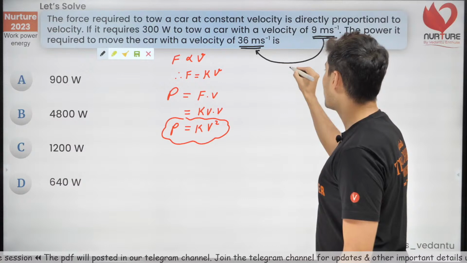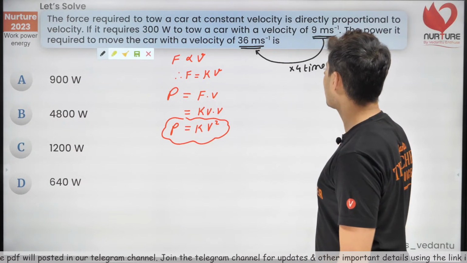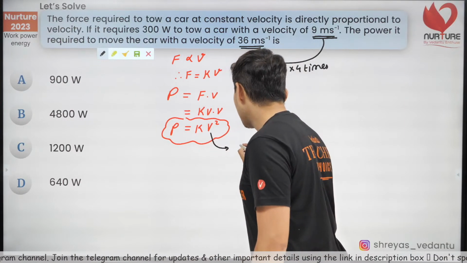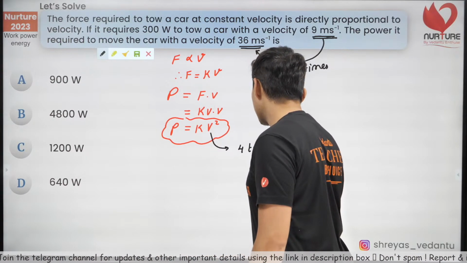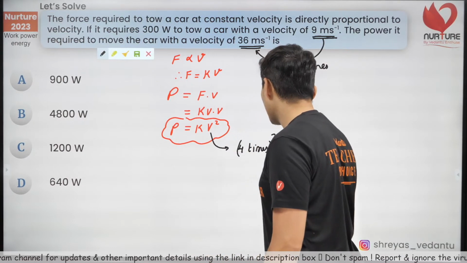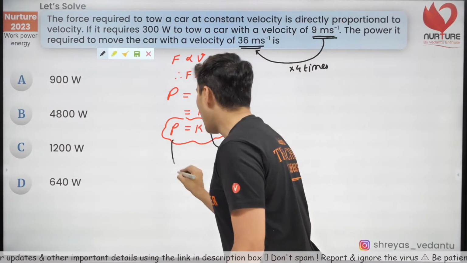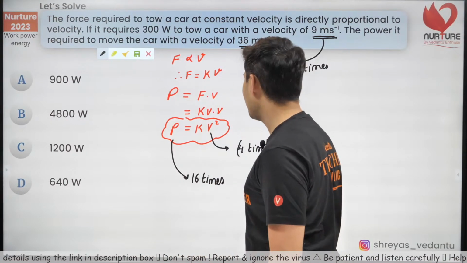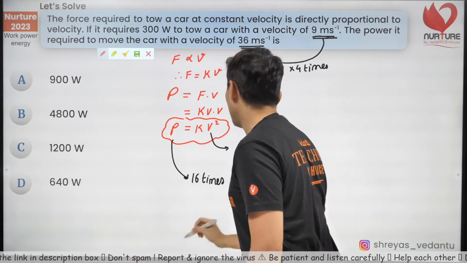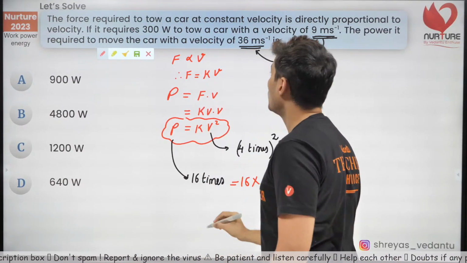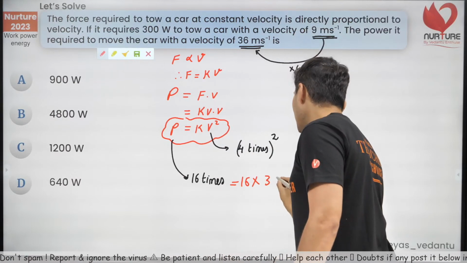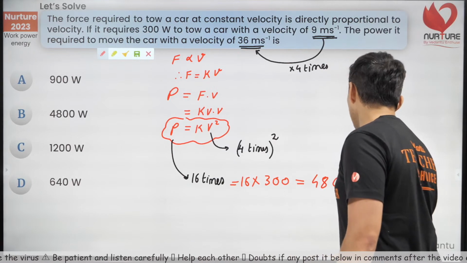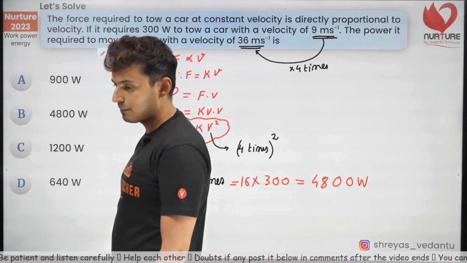How many times? It has become 4 times. Do you see that? 9 4s are 36. So that means this velocity became 4 times, but the velocity is squared, so it will become 4 square times. So the power will become 16 times. When it becomes 16 times, what should be the new value of power? It should be 16 into the original power, which is 300. 16 3s are 48, so more 2 zeros. 4800 watts. Yep, that's the answer.